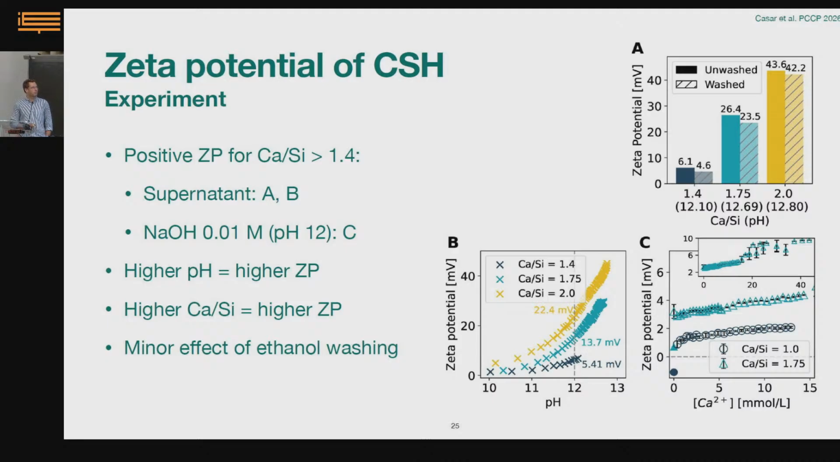And then she took the samples, filtered them, and put them in sodium hydroxide pH 12 solution. The supernatants are very rich in calcium, while the sodium hydroxide was not. And we see a massive drop of the zeta potential to around 3 for calcium silicon ratio 1.75. So it suggested that whatever is on the surface gets removed by lowering the pH, but it gets more removed if we also remove the calcium, okay?